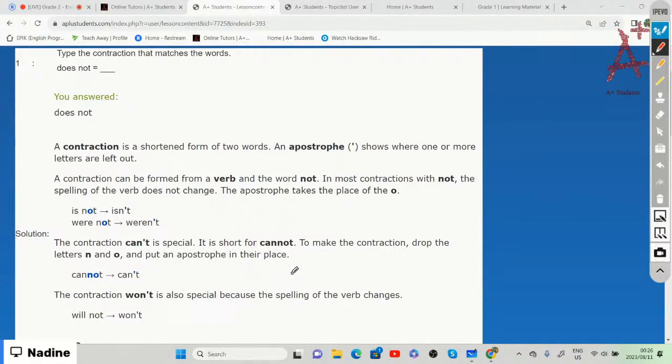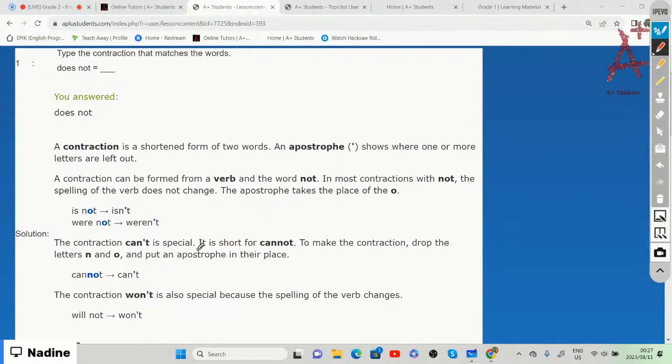And remember, only one apostrophe, even if you are removing more than one letter. For example, cannot. We remove the N and the O, and then we have can't, right? So cannot means can't.